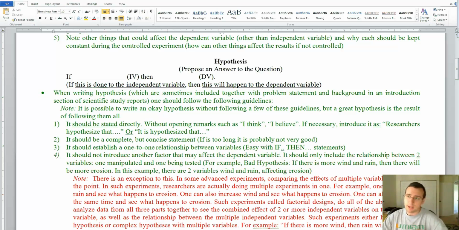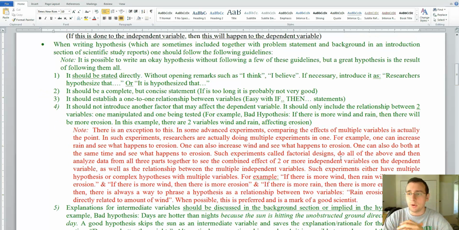But what's hard about hypothesis writing is that people forget some basic rules, and if you follow these rules, you're going to make great hypotheses. Now, remember that hypothesis sometimes is also grouped with the problem statement and the background in a section called the introduction in some scientific papers. And it is very possible to write a good hypothesis without following all of these rules, but I suggest that you try to follow them because it will make a better hypothesis.